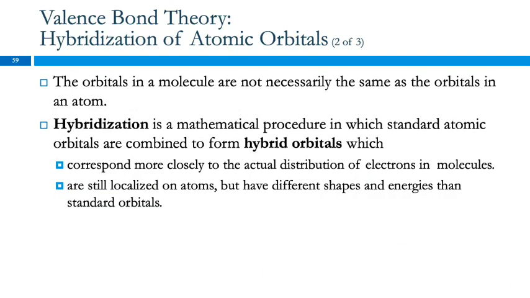The orbitals in a molecule are not necessarily the same as the orbitals in an atom. So hybridization is a mathematical procedure in which standard atomic orbitals are combined to form hybrid orbitals. They correspond more closely to the actual distribution of electrons in molecules. They are still localized on atoms, but they have different shapes and energies than the standard s, p, d, and f atomic orbitals.